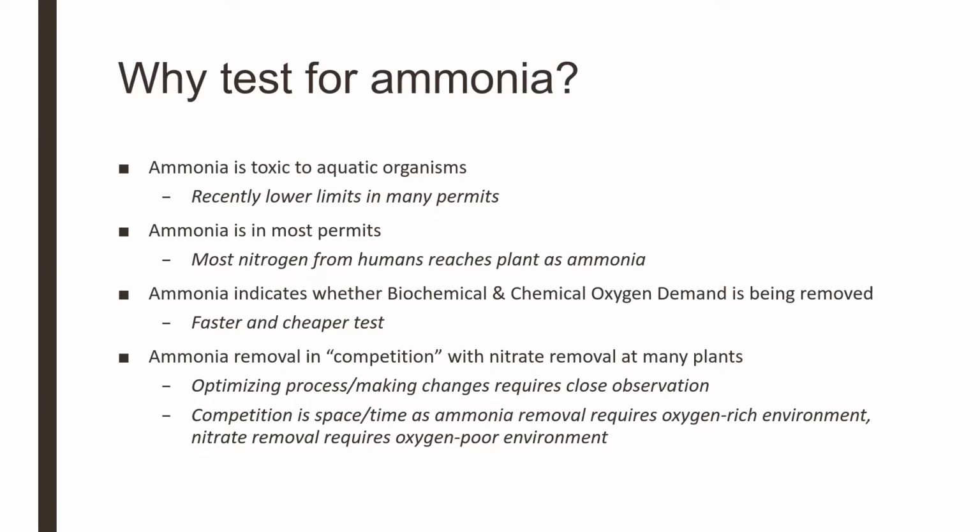Another thing about testing for ammonia is that you can use it as a proxy. So if you have good ammonia removal at your plant, it's a relatively good indicator that either biochemical oxygen demand or chemical oxygen demand, depending on your permit, is likely being removed. Ammonia is a much faster and cheaper test to do. So for process control purposes, you can often use ammonia safely as a proxy for BOD or COD at your plant.